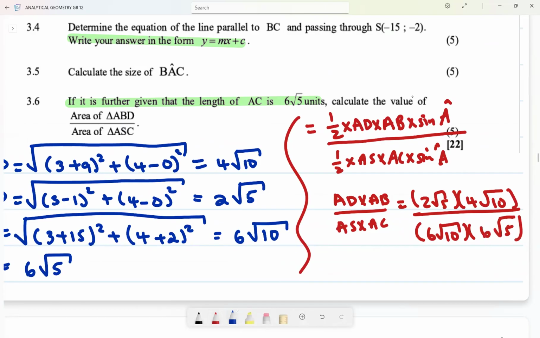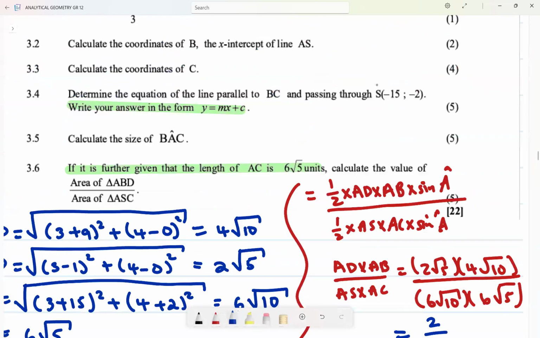Basically, the roots will cancel off. And then this is the same as 8 divided by 36, which is 2 divided by 9, I think. So when I punch that on my calculator, I get 2 divided by 9. So this is that, guys. This is basically the answer for that particular question.